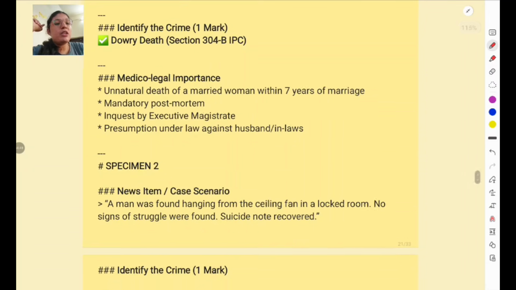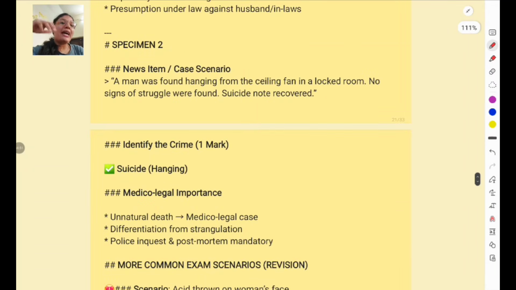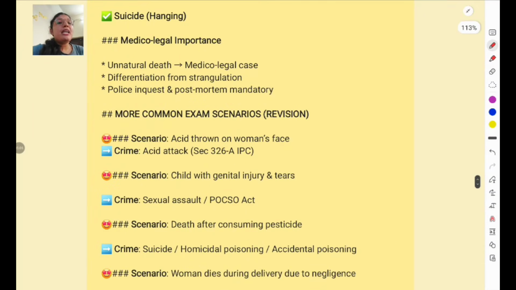For the second specimen, you can see a man was found hanging from the ceiling fan in a locked room, no sign of struggle was found, and a suicide note was recovered. Okay, so we can say this is a suicidal case because no struggle is there and he is locked inside a room. So medical legal importance: unnatural death, medico-legal case, differentiation from strangulation, and police inquest.